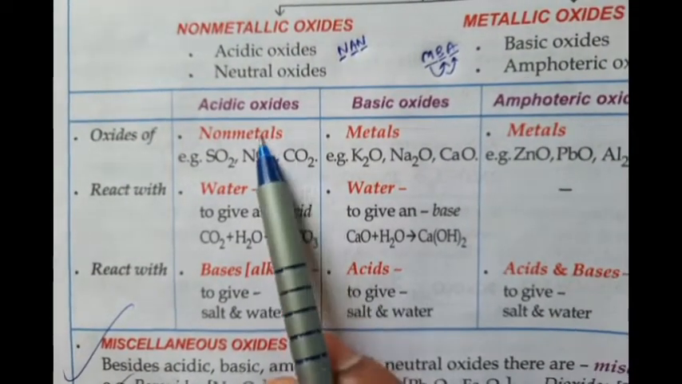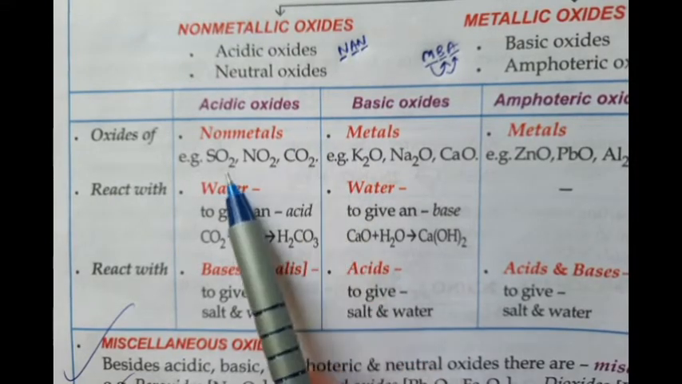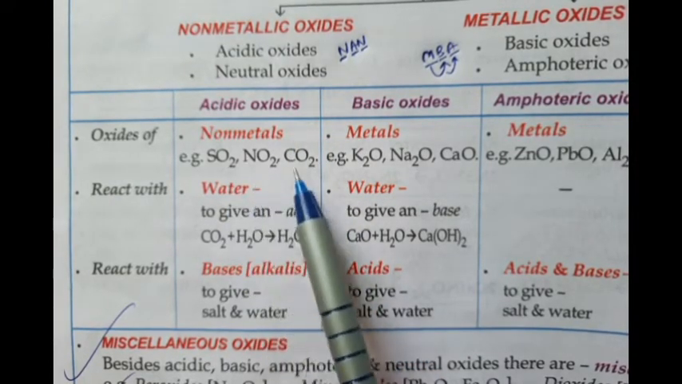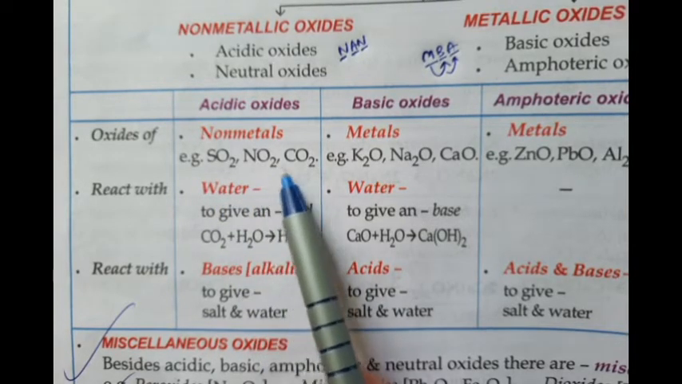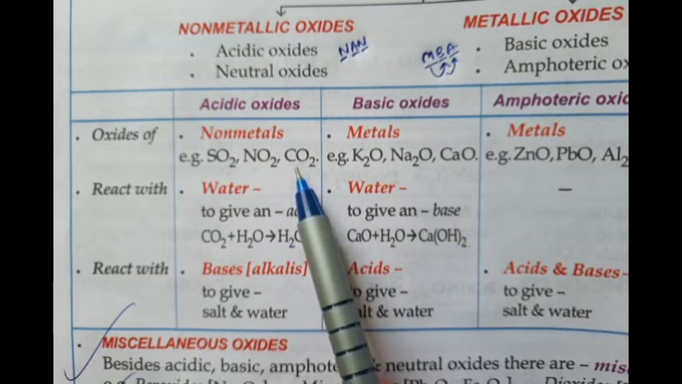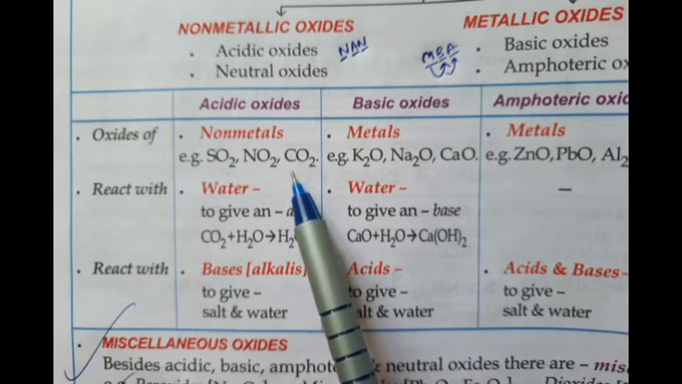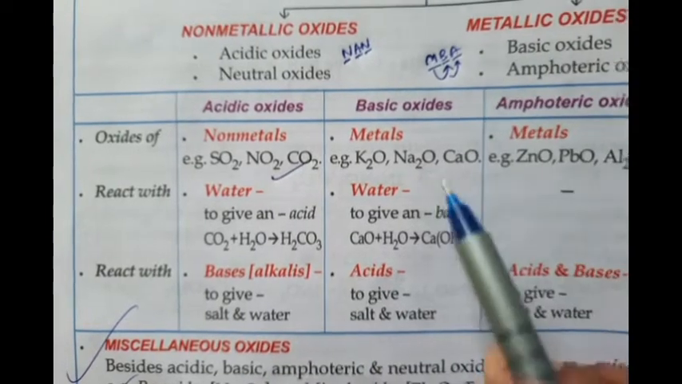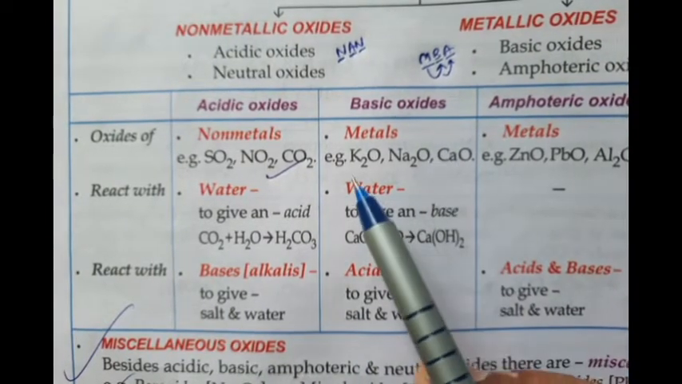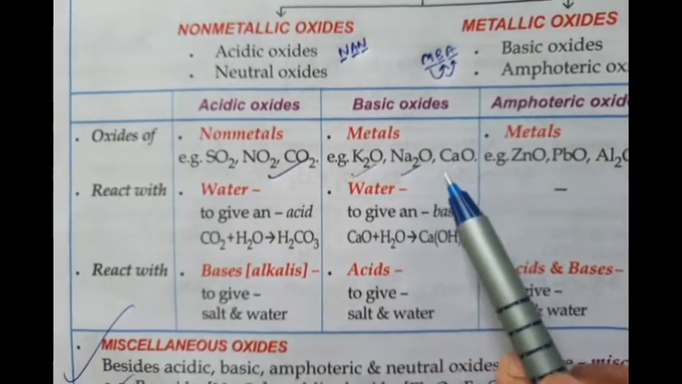So examples of acidic oxide are sulfur dioxide, nitrogen dioxide, carbon dioxide. So sulfur dioxide, nitrogen dioxide, carbon dioxide are the examples of what, students? Acidic oxide. Remember the examples. Okay, you'll remember the examples. Examples of basic oxide are potassium oxide, sodium oxide, and calcium oxide.